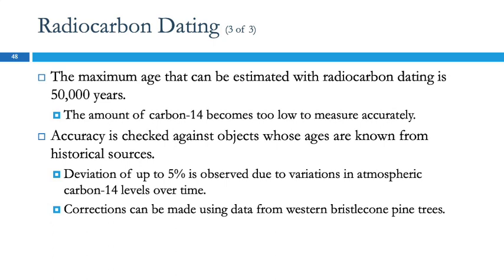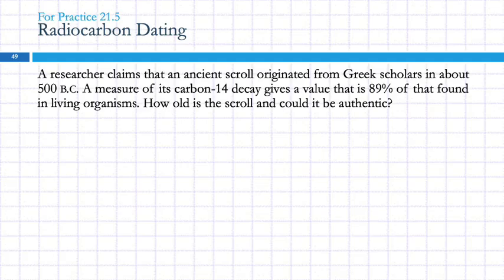So there are deviations of carbon-14 levels in the atmosphere. They'll see deviations of up to 5%, which is pretty small. And so they can make corrections using data from western bristlecone pine trees. You can take that pine tree and figure out how old it was, and you can check the radiocarbon dating and make little corrections. It's oddly specific, isn't it? Western bristlecone pine trees. That will not be on an exam.